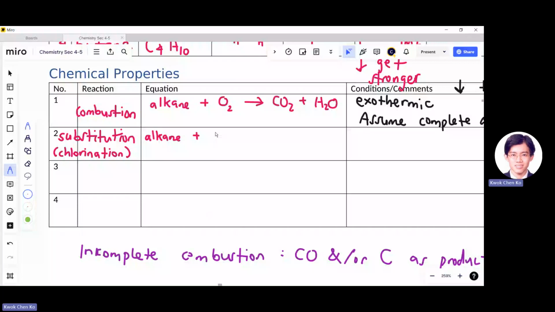Okay, let's look at the simplest one, this one. Come, try to follow. This chlorine is going to break up. So what happens is one chlorine will bond to carbon.